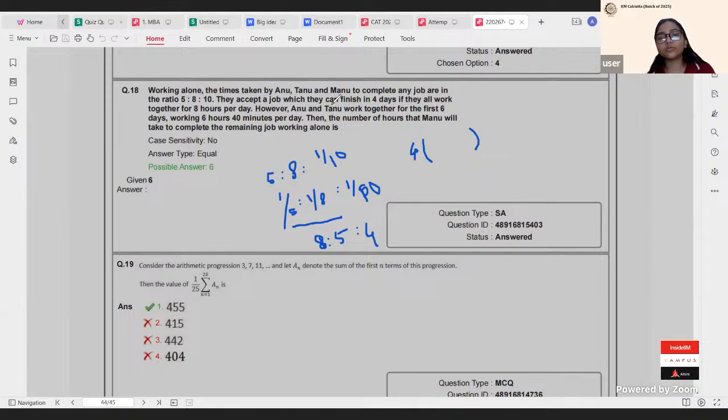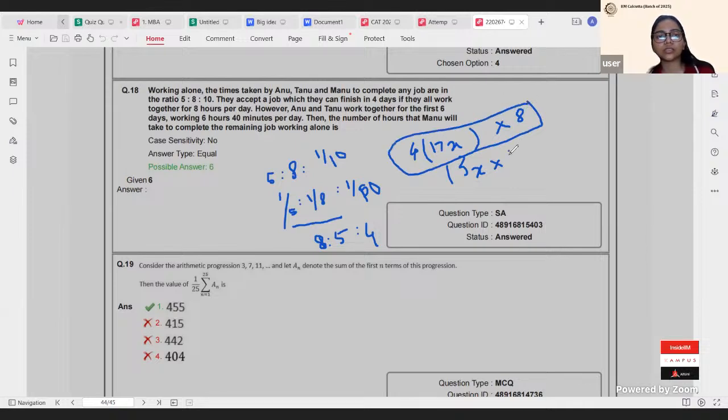If all of them work for 4 days at 8 hours per day, they will complete the work. So 4 into 17x into 8 is the total work done in that case. For the first 6 days, working at 6 hours 40 minutes per day, Anu and Tanu, that is 13x for the first 6 days into 6. This is the total work.